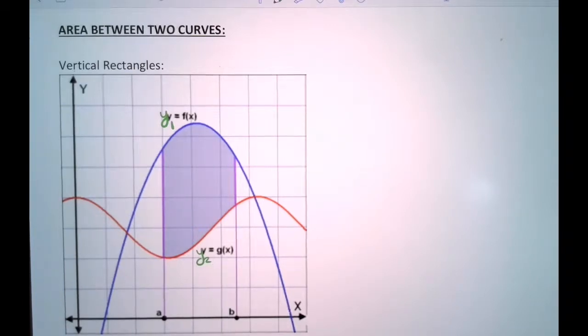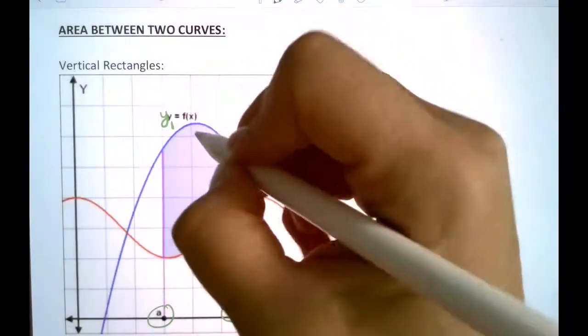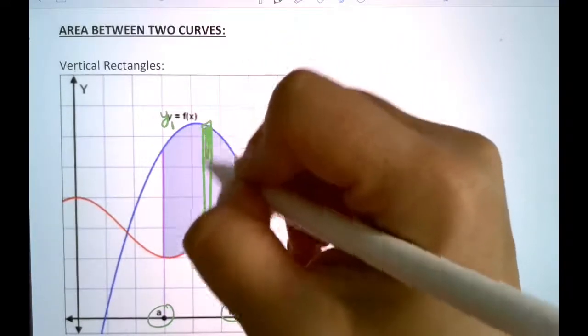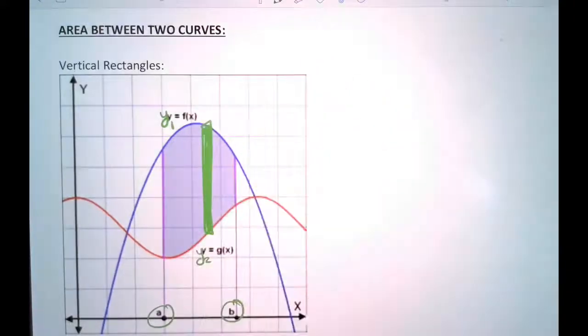So let's just start with the vertical rectangles. This is what you guys have experienced a lot in the past in your previous math classes. In the shaded region, our goal is to find the area between these two curves from A to B. And so what I'm going to do is draw a rectangle in the shaded region. I'm going to draw all these rectangles, and really just remember that when I'm doing area, it's the integral of the height and the width.